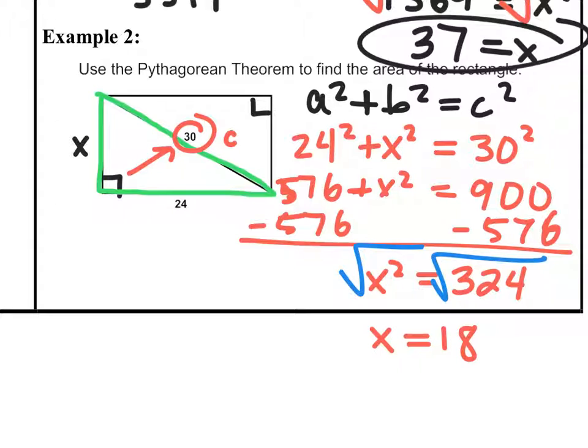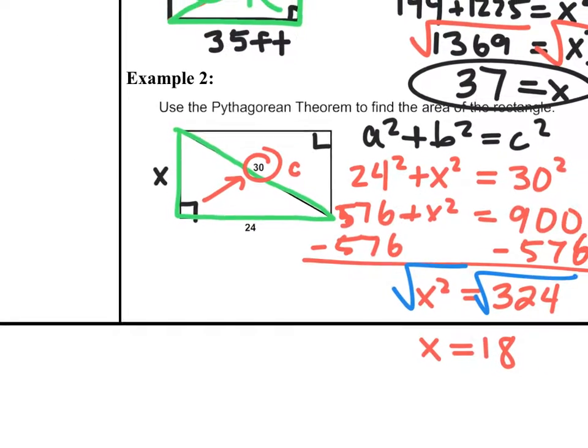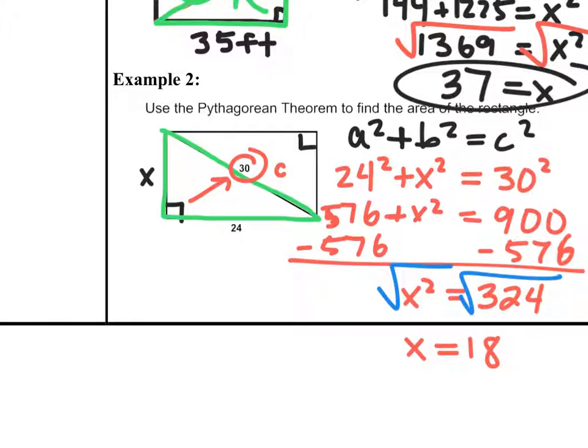Let's actually go back and label that on our rectangle now because this is a two-part problem. You solved for the missing side, but you're not done because we're talking about area today. So we should go back and label 18 as the width, because we actually just solved for a side length of the rectangle.